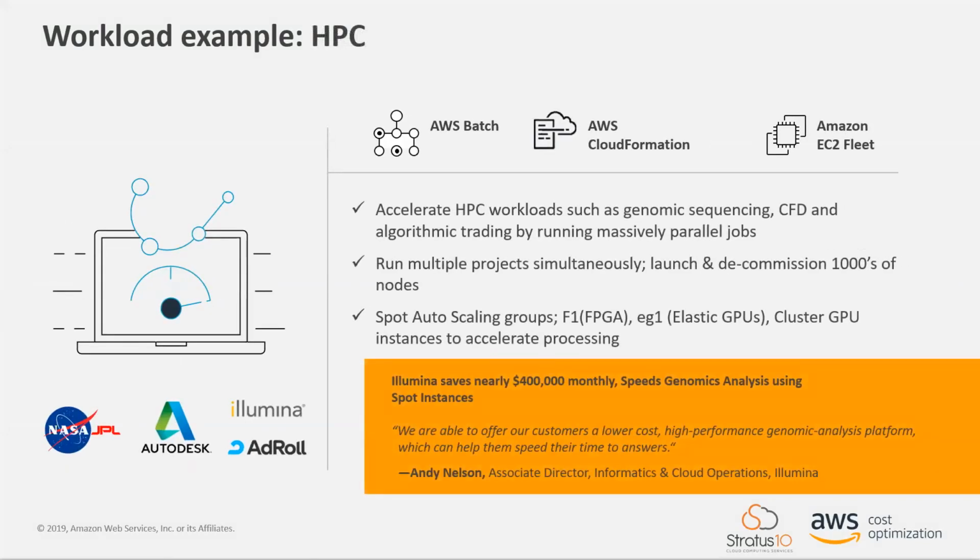HPC or high performance computing workloads like big data can benefit from the scaling that Spot instances can provide for workloads such as genomic sequencing, computational fluid dynamics, and risk analytics. With Spot, you can run multiple projects simultaneously and reduce the time. A few of our other customers in this space include Illumina, as we mentioned, but also NASA, Autodesk, and Admiral. It does integrate with AWS Batch and CloudFormation and other services.